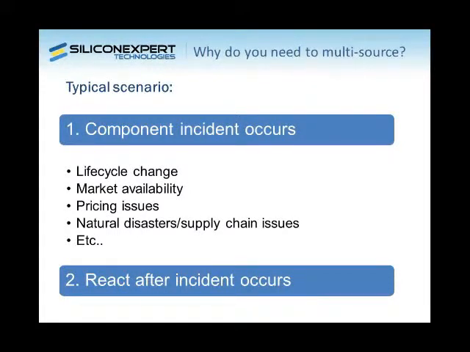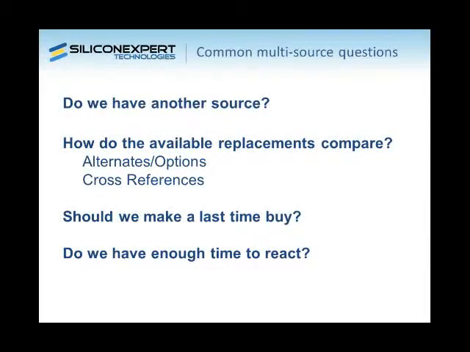Typically, what we're going to come back to is, why do we need to multi-source in the beginning? We're coming back to the same topic. A component incident occurs, whether that be a life cycle change, market availability, pricing issues, natural disasters, etc. When that happens, it's time to react if we haven't already chosen a component initially to have second sources.